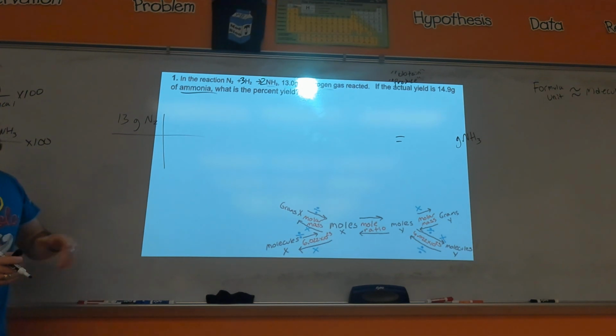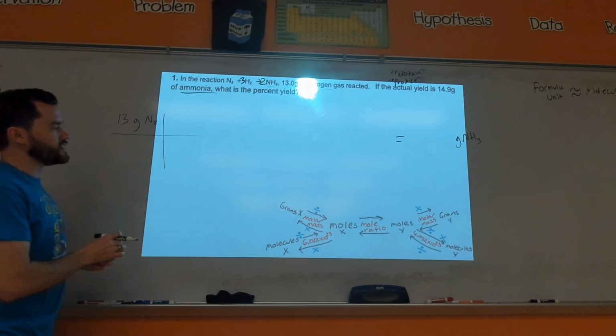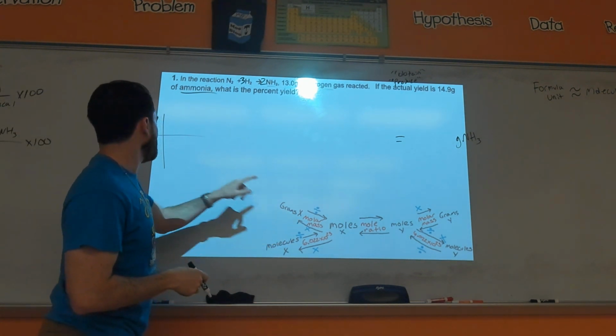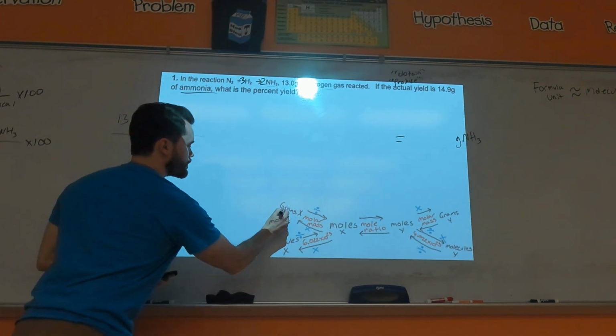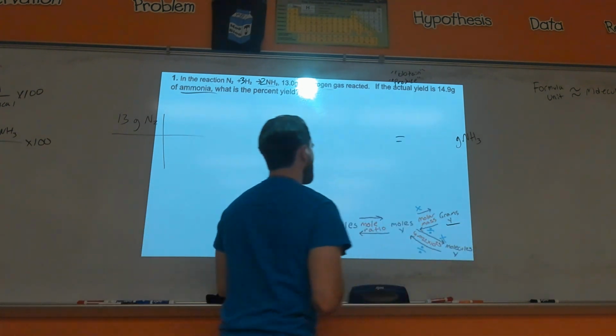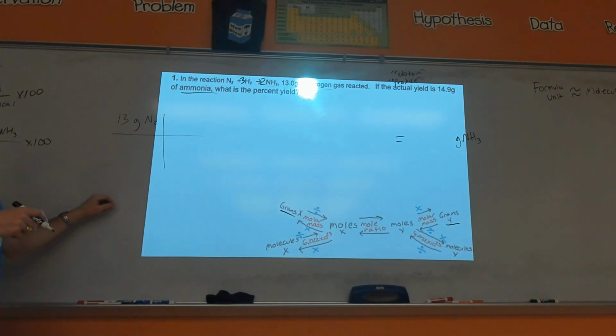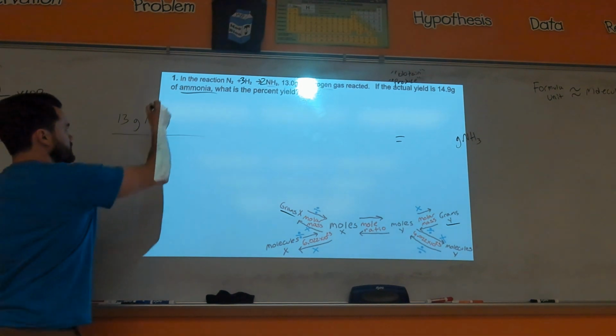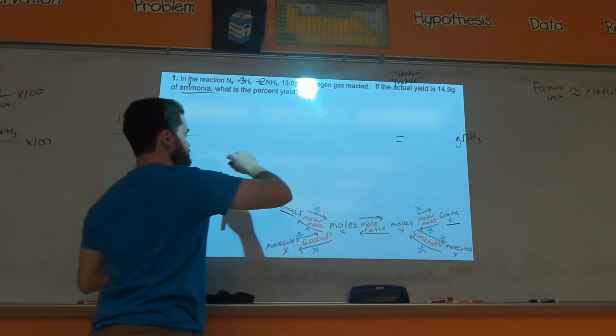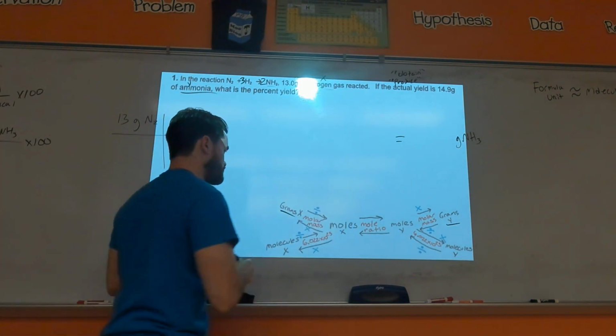All right. Then using your map here, grams of X. X here is N2, right? N2 is our X. So we want to go from here to grams of Y. Y being what we produce. Y is your ammonia. So ammonia is my Y. Nitrogen gas is your X.